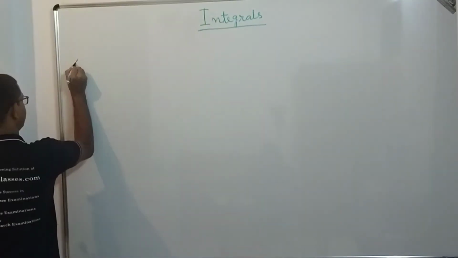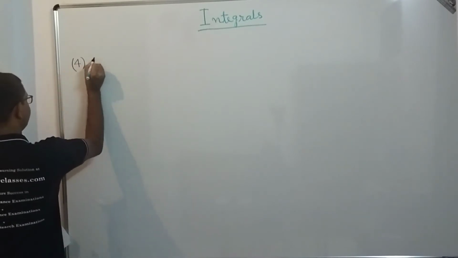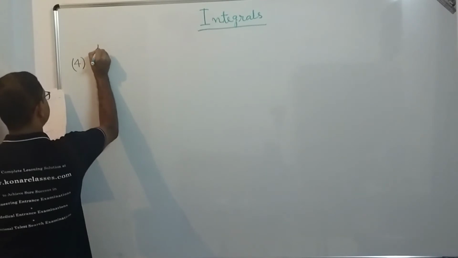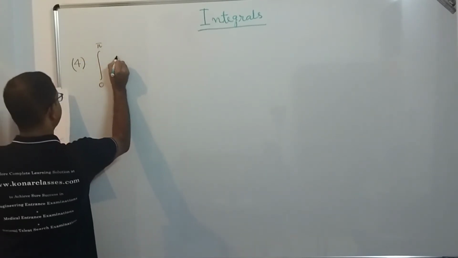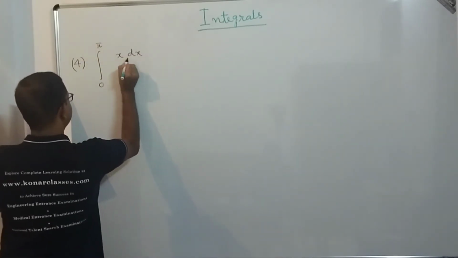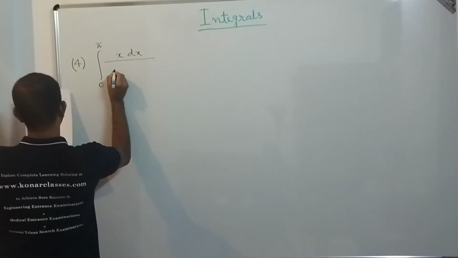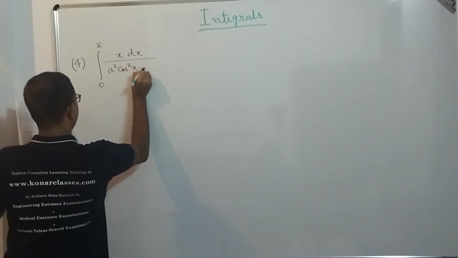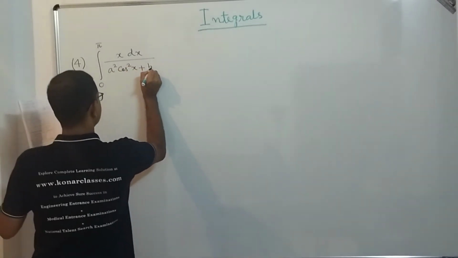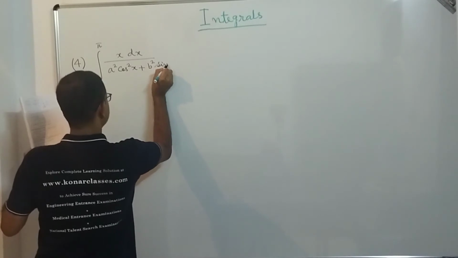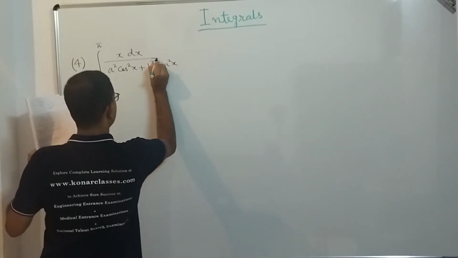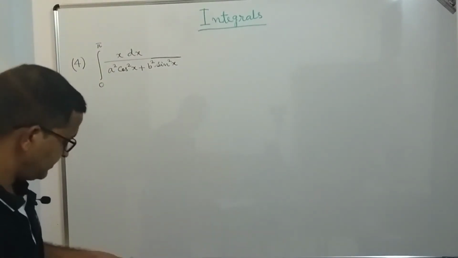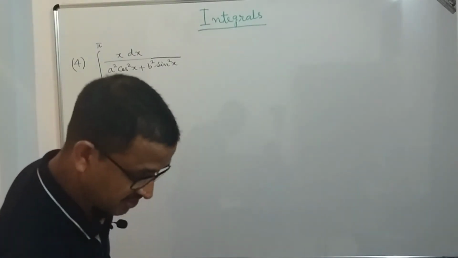Here is question number 4. We need to find the value of the definite integration from 0 to pi of x dx divided by a square cos square x plus b square sin square x, where a and b are real numbers.